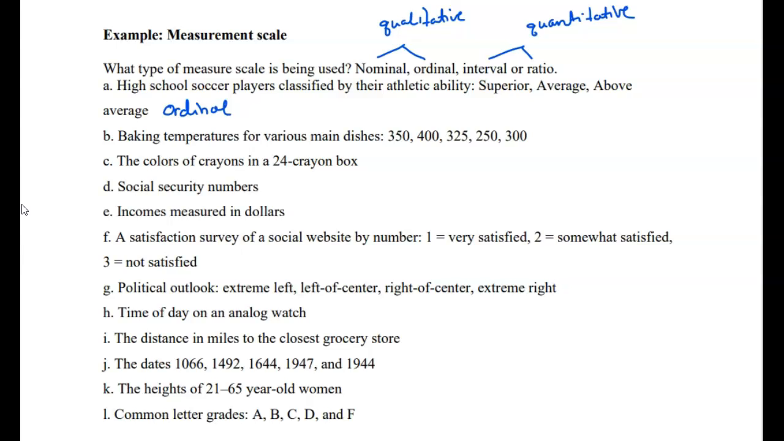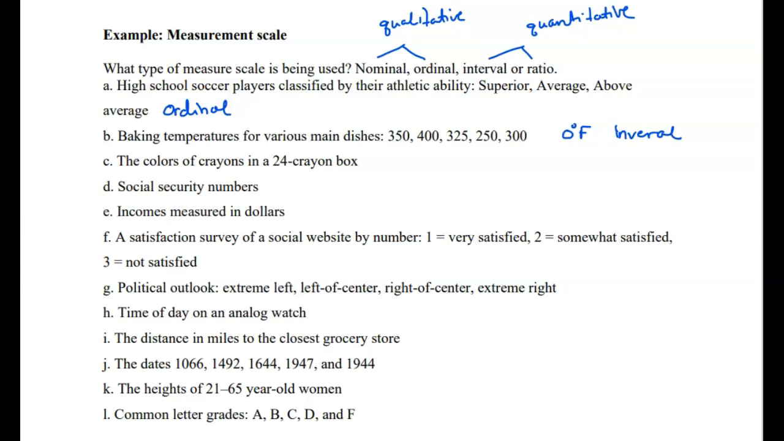B, baking temperature of various dishes. This is something that can be measured as a temperature. So it's quantitative, either interval or ratio. Now you have to figure out which one it is. So you look at the zero. If I have zero temperature, 0 Fahrenheit, this does not mean that there is no temperature present. It's kind of like an arbitrary scale that somebody set. So this is interval.